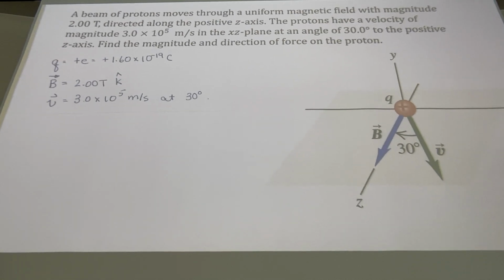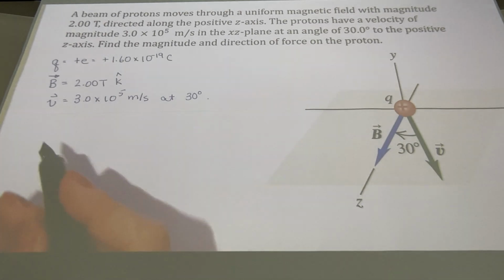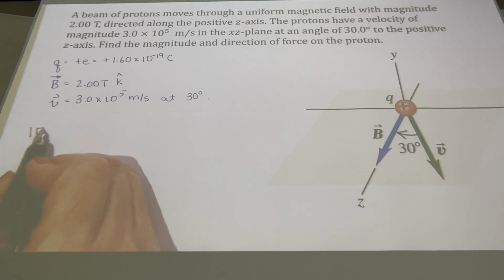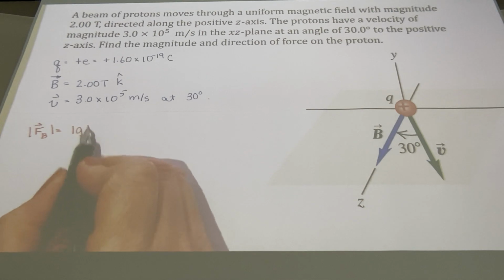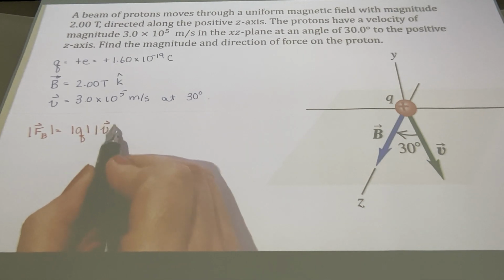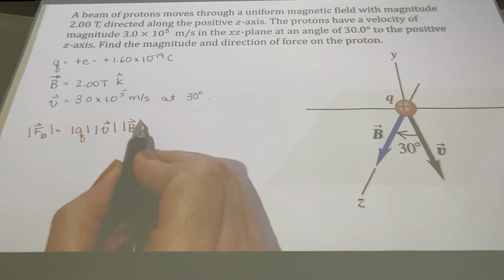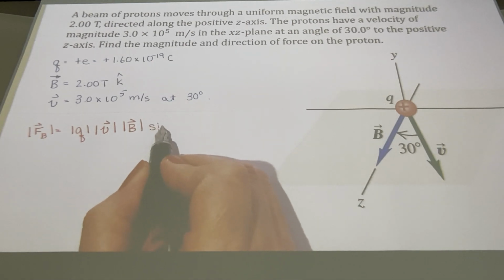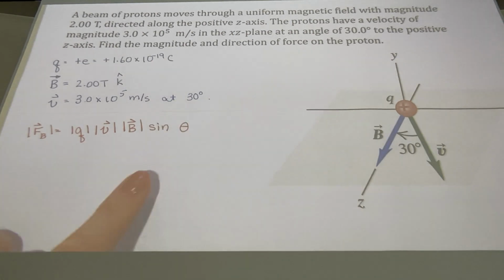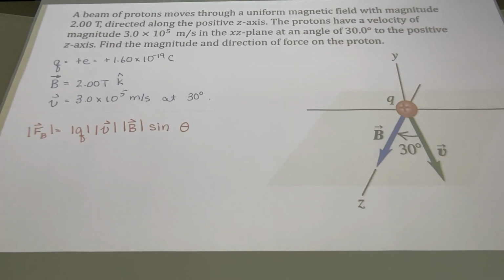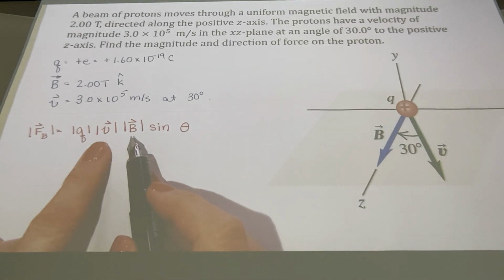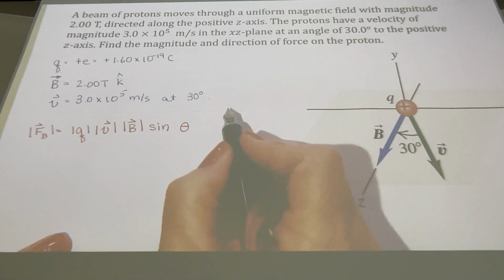They're just different. So let's go with the right-hand rule on magnitude first. The magnitude of my magnetic force equals the magnitude of my charge times the magnitude of my velocity vector times the magnitude of my magnetic field times the sine of the angle. Let's just be really careful here with our angle. An angle always means an angle between two things. The two things it's the angle between are the velocity and the magnetic field vectors.